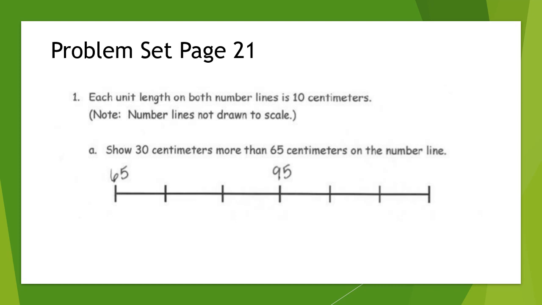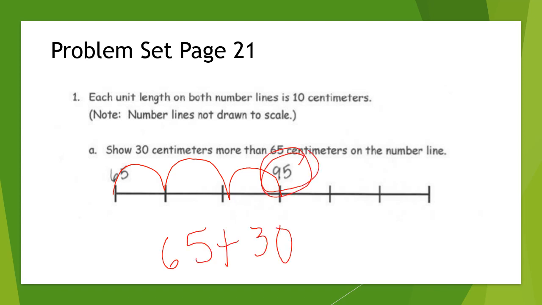At this point, you should have completed the problems. To check over your work, please do not copy. Number 1A, show 30 centimeters more than 65. So we counted 10, 20, 30. 65 plus 30. The answer is 95.